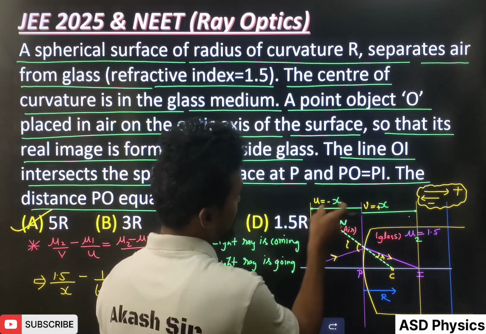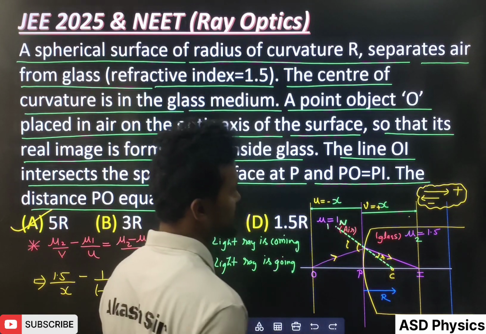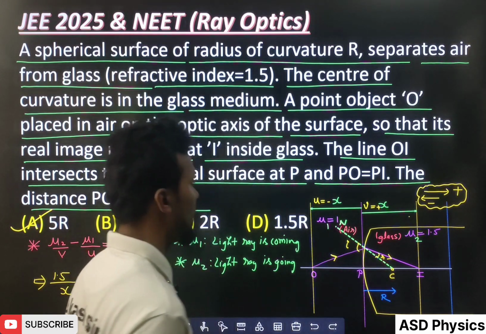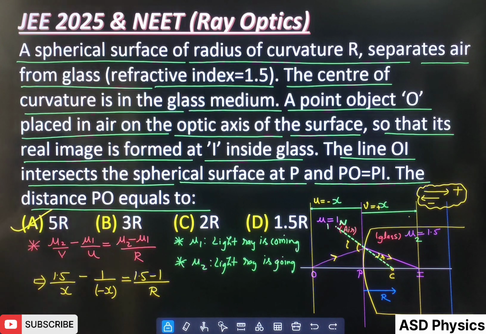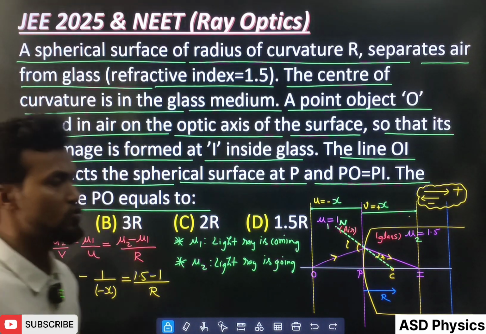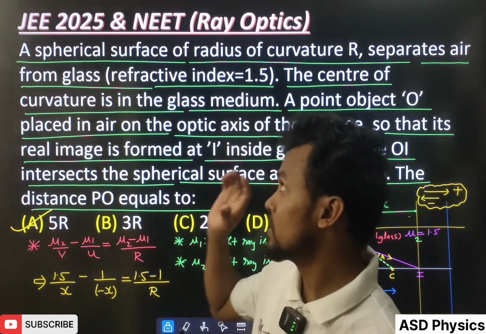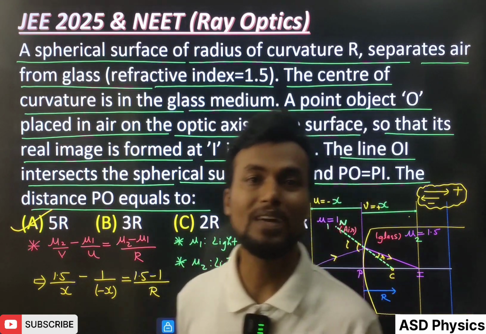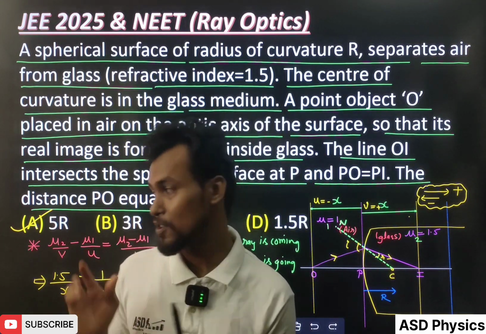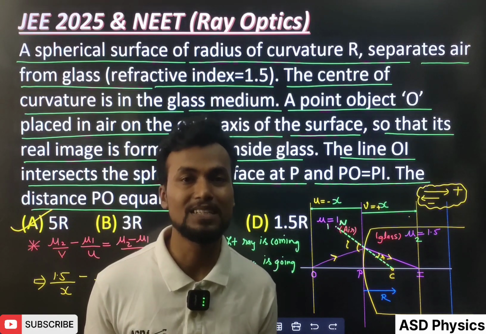This distance is x, and what is this distance? R. And what is the value of x? X is coming 5r. Kindly see here, and the ray diagram also. So students, I hope this video of ray optics, belonging to the topic refraction from the curved surface, or we can say spherical surface, is very, very clear to you.